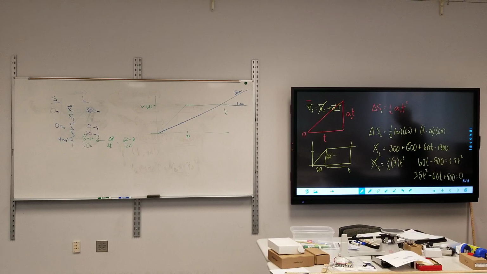So Sue starts at rest, and it's Lou who starts 300 meters ahead. Is that right? Yes. Okay, so they both start at rest. Sue is accelerating constantly until she meets up with Lou. And Sue's acceleration is 7 meters per second squared. All right.